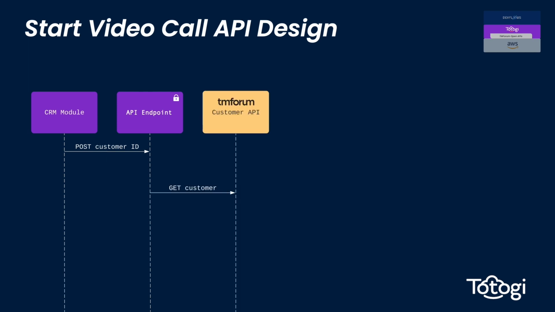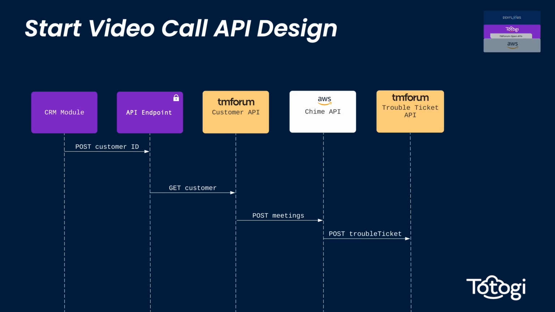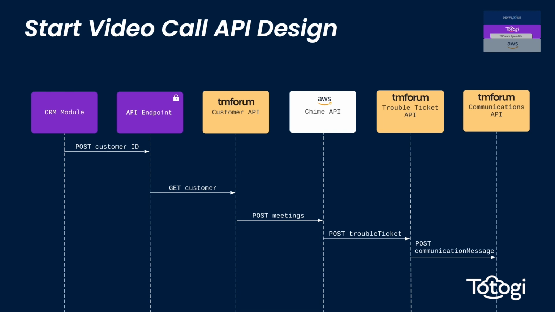We'll use customer ID to look up the customer record using the TMF Customer API. Next, we'll call the AWS Chime API to create a video conference link. We'll use the TMF Trouble Ticket API to log the conversation. And then send the link to the customer using the TMF Communications API.